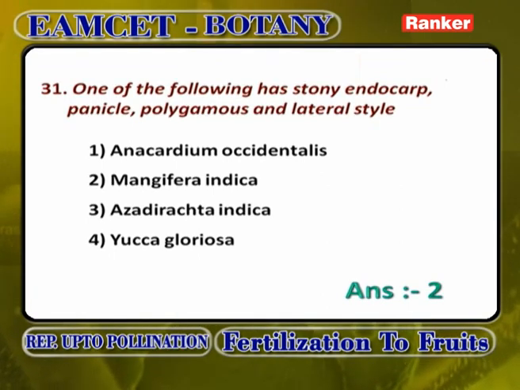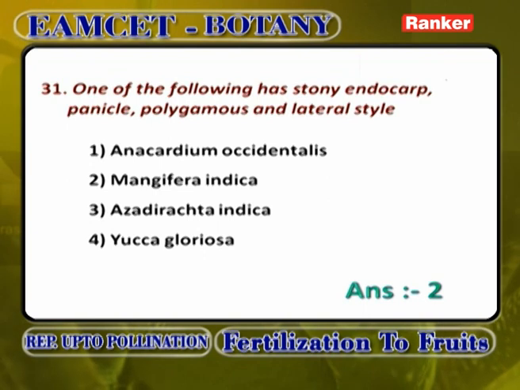In Anacardium occidentale, the true fruit and false fruit are edible. Why? Because the true fruit is a nut, and the false fruit is the pedicel developing into a false fruit. Azadirachta indica: inflorescence panicle, lateral styles are not present. Polygamous condition may be present, but stony endocarp is not found. Yucca gloriosa: panicle is present, but stony endocarp will not be present, and polygamous flowers and lateral styles are not present. So the answer for this question is Mangifera indica.